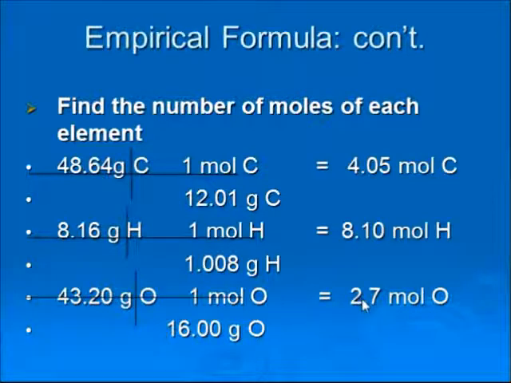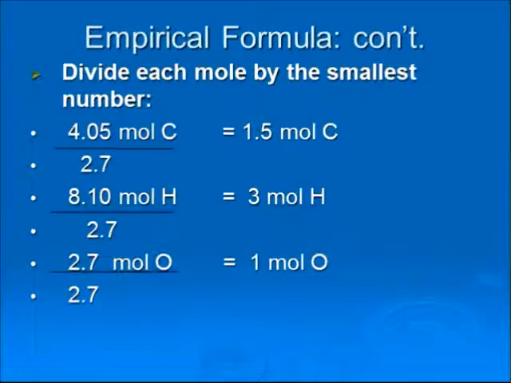So that gives me how many moles of each. Then I'm going to divide all of those by the smallest of those numbers, which in this case was 2.7. So I take 4.05 divided by 2.7, 8.1 divided by 2.7, and of course 2.7 divided by 2.7. That's going to give me my ratios: 1.5 moles of carbon for 3 moles of hydrogen for every 1 mole of oxygen. Well, I want them to be whole numbers, so this 1.5 is not going to work.